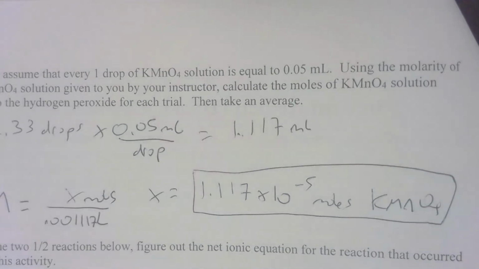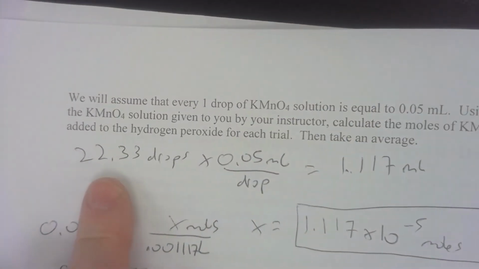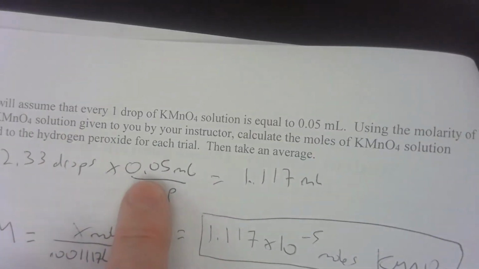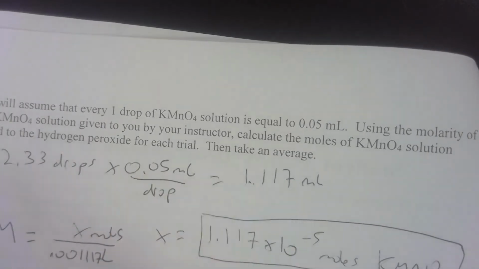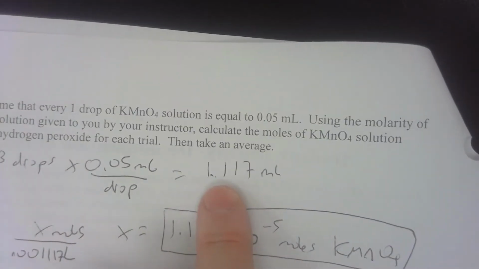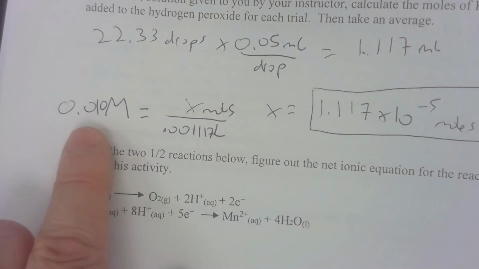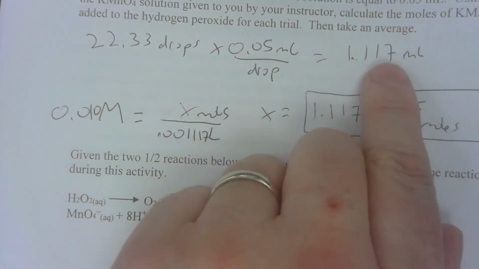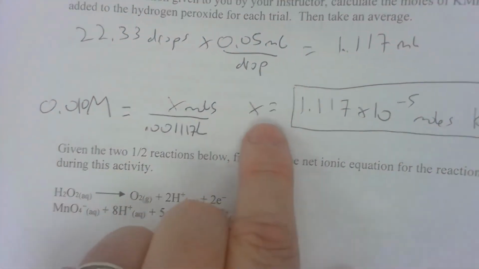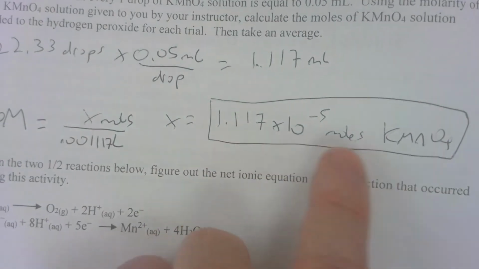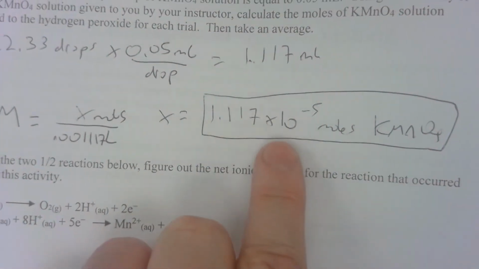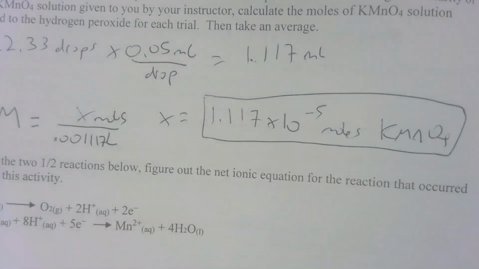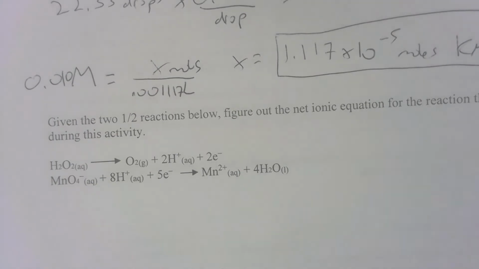So in case I went too fast here, let me review. On average, it was about 22 1/3 drops to get this titration to complete. If we're assuming that every drop was about 0.05 milliliters, and that's reasonable, then on average I added about 1.117 milliliters for each titration. The molarity of the solution was 0.010. Molarity is moles per liter, so if I cross-multiply molarity times liters, and converting that to liters gets me that, I get x to be 1.117 times 10 to the minus 5 moles of KMnO4. So to be clear, that's how many moles of permanganate I added to the peroxide. Next, these are the half reactions that occurred.